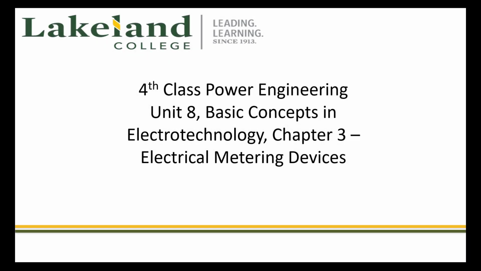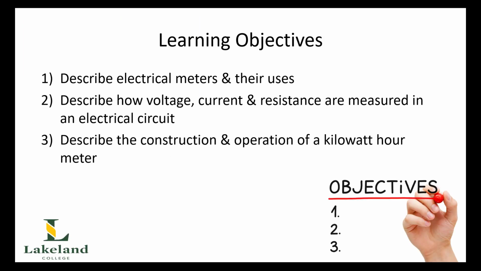Welcome to Chapter 3 in Unit 8 of our 4A series. In this chapter we're going to discuss electrical metering devices. There are three objectives to get through for this chapter. First, describe electrical meters and their uses. Second, describe how voltage, current and resistance are measured in an electrical circuit. And finally, third, describe the construction and operation of a kilowatt-hour meter.